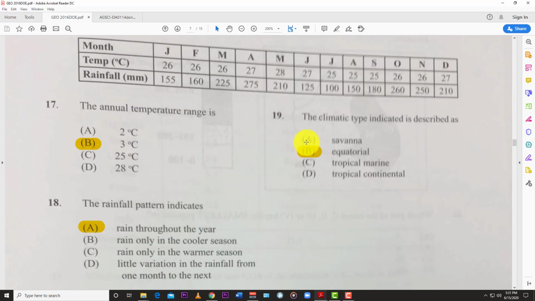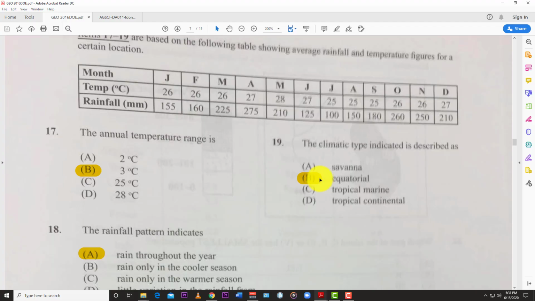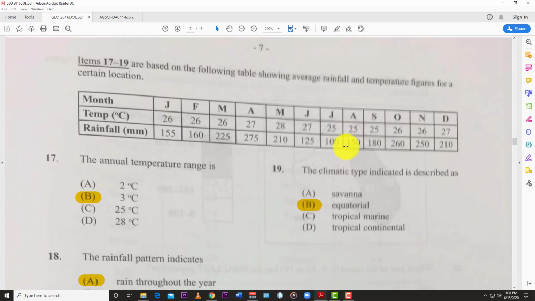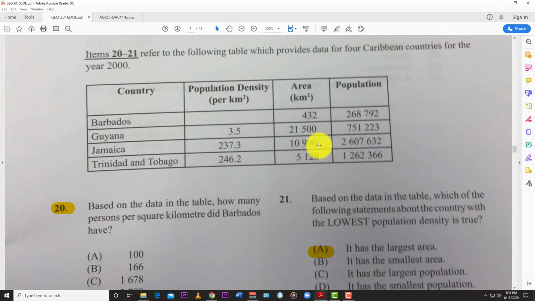Number 19, the climatic type indicated is described as, and the best answer here is B, equatorial. We're looking at the temperature and the rainfall to get the overall climatic type. Numbers 20 to 21 refer to this table, which provides data for 4 Caribbean countries for the year 2000: Barbados, Guyana, Jamaica, Trinidad and Tobago. And we have the population, the area, and the population density.